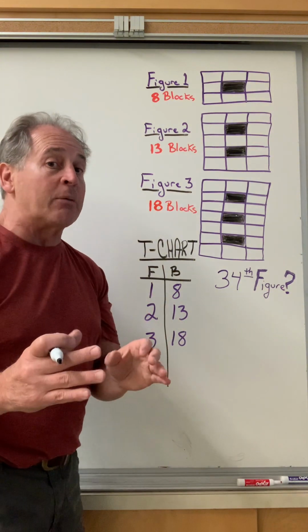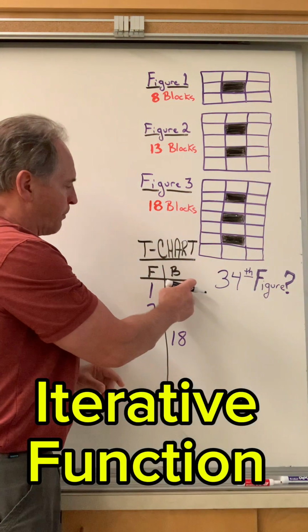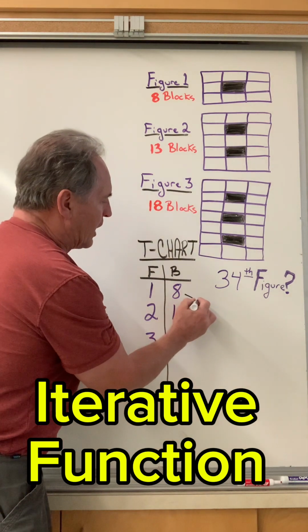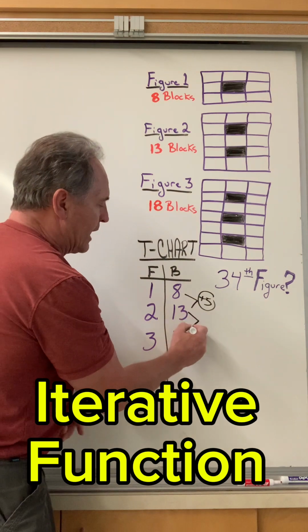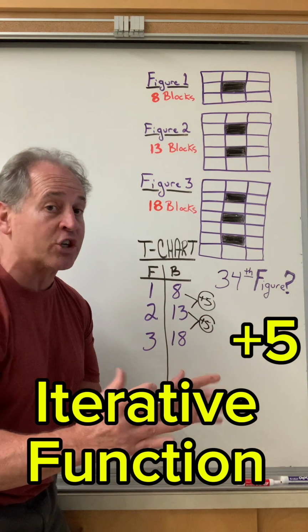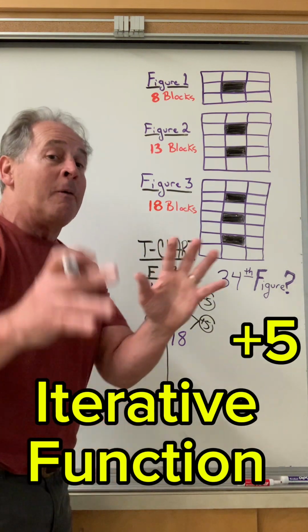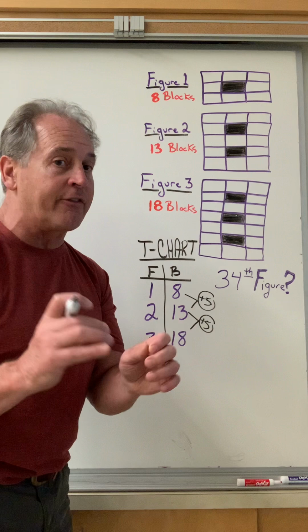From there, I have them look for the iterative function, which is simply the rate of growth. From 8 to 13, I'm simply going to add 5. From 13 to 18, I'm going to add 5 to that. And right there, bam, you've got your iterative function, my friend. Then I tell my students, the iterative function is the beginning of your formula.